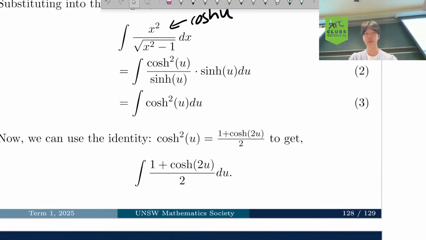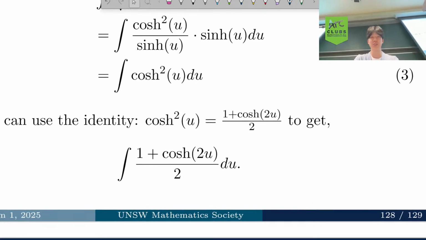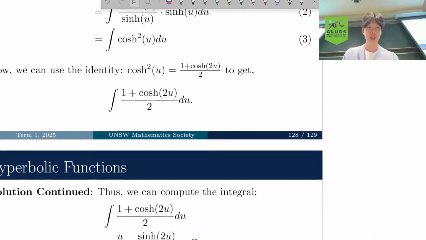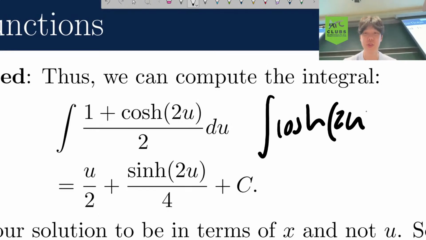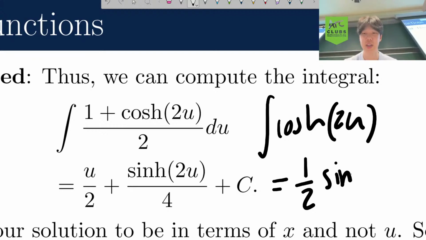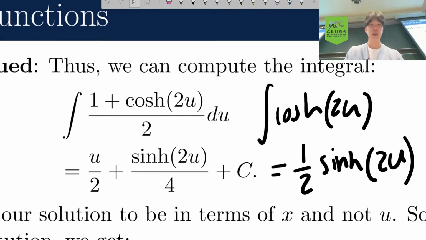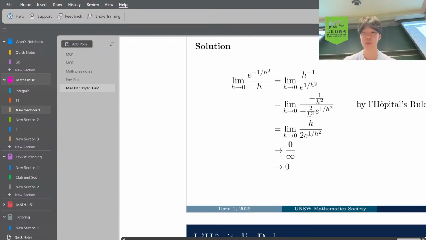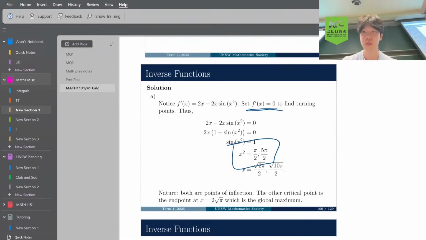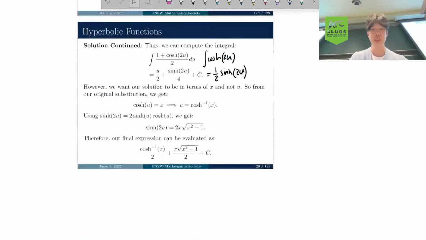Now there are a few different ways we can go about this. One way is we're going to use the identity cosh squared u equals 1 plus cosh 2u over 2. And then we get this. And we can compute the integral because we know that the integral of cosh 2u is half sinh 2u. And this is what we get. However, remember our original integral. Oh, it just disappeared. Our original integral wasn't in terms of u at all. It was in terms of x.